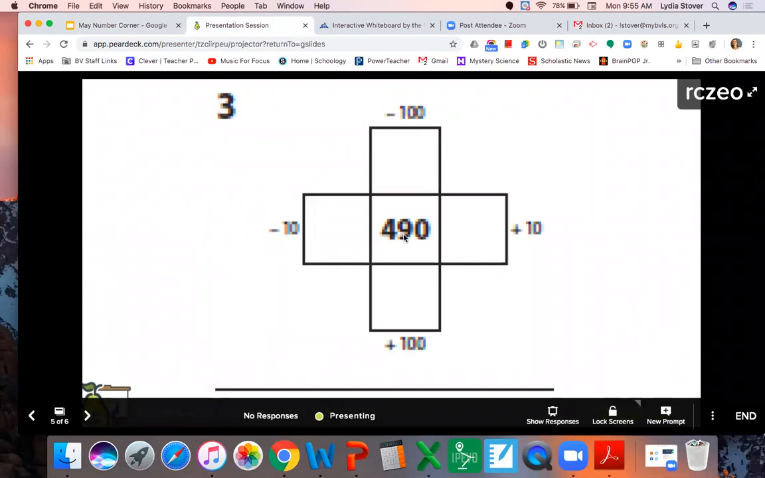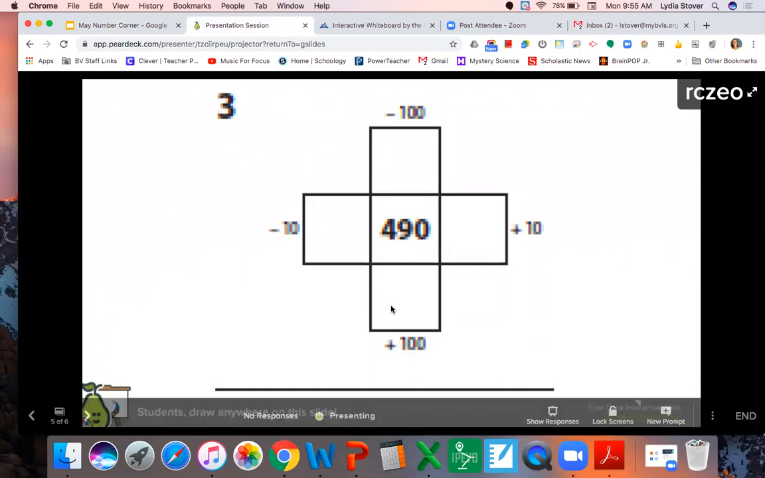490 is our number, and you need to do the neighbor above it and under it. 100 more, 100 less. To the left, minus 10. To the right, plus 10. You can type it, you can write it.